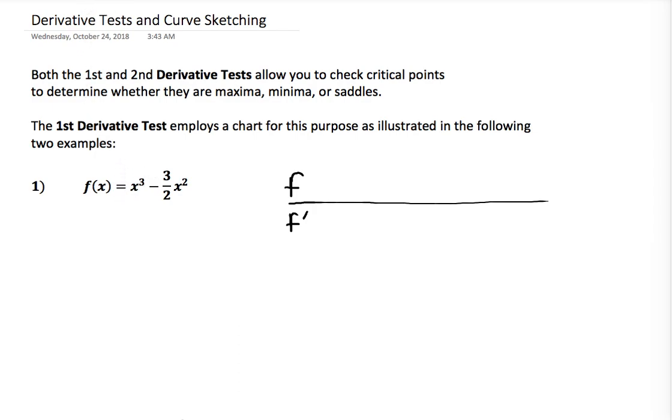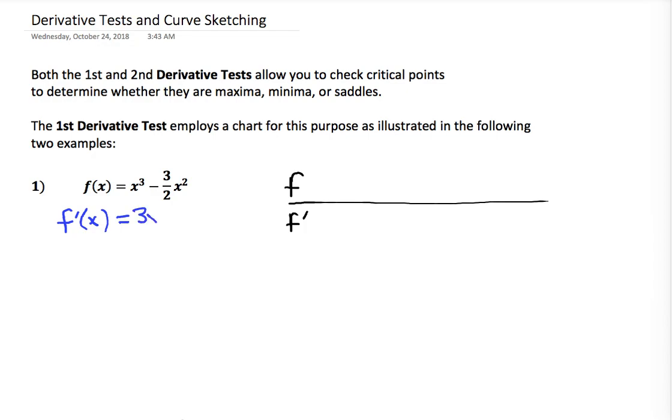Okay, so the first derivative test, like I said, uses a chart to analyze critical points. So the first thing we need to do, of course, is figure out what the critical points are like we did in the last lesson. If you remember, critical points are where the derivative of f is either 0, producing a horizontal tangent, or where the derivative doesn't exist, because a max or min could also occur at a corner or a cusp. So we've got a nice polynomial function, so I think we only need to figure out where it's equal to 0. So first let's calculate the derivative.